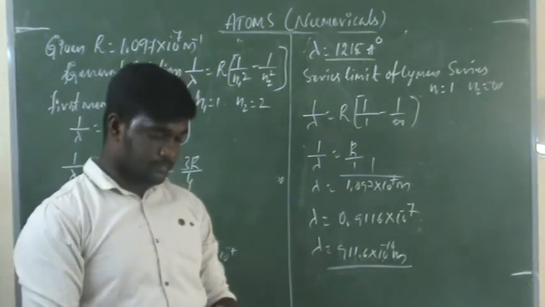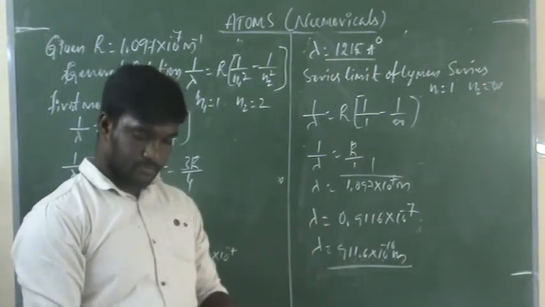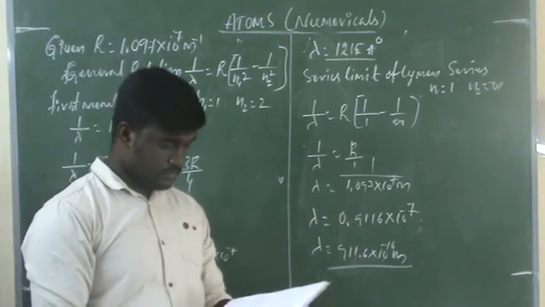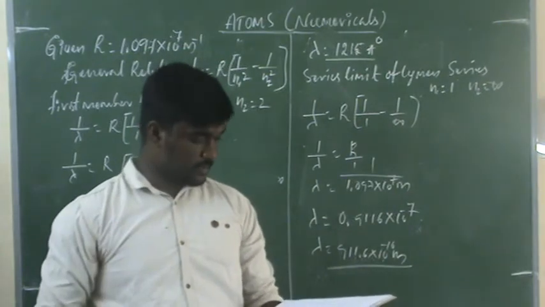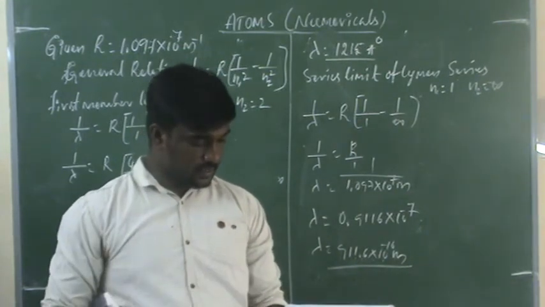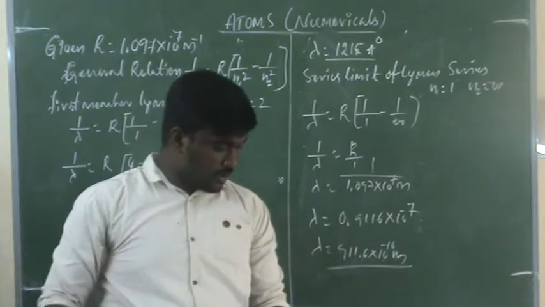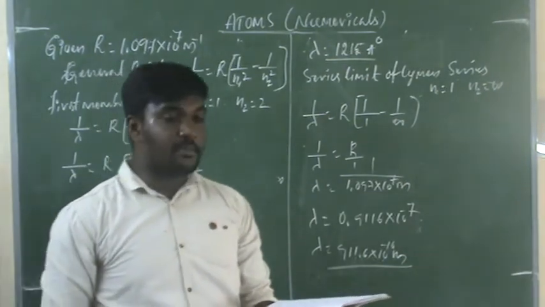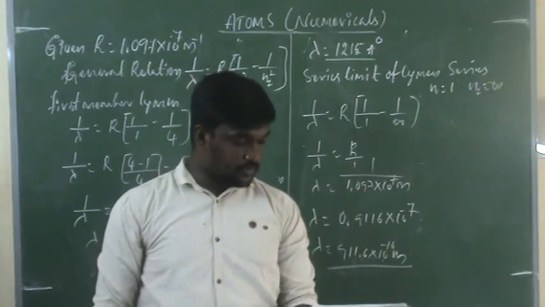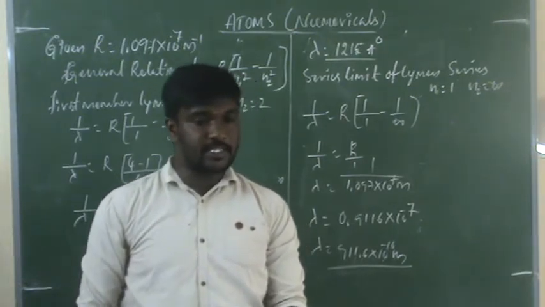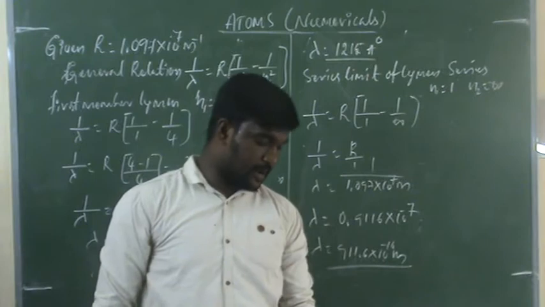Write down the next problem. Calculate the wave number, wavelength and frequency of H beta line of hydrogen spectrum.